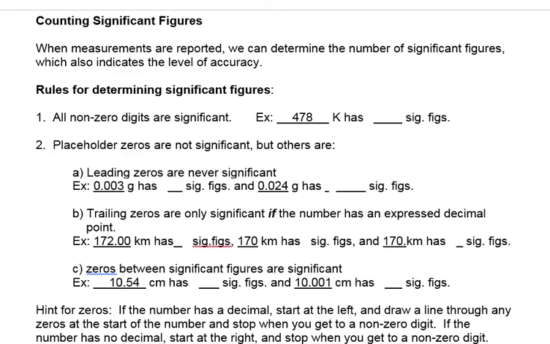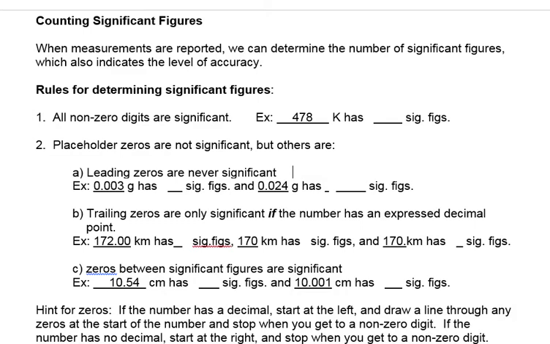So there are three rules for significant figures. First rule, all non-zero digits are significant. Second rule, placeholder zeros are not significant, but others are. The third rule is exact numbers have infinite significant figures.